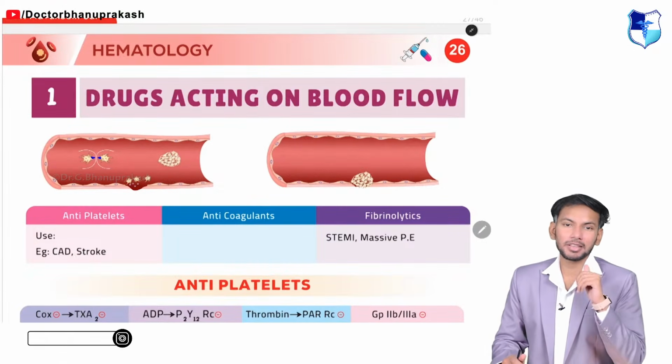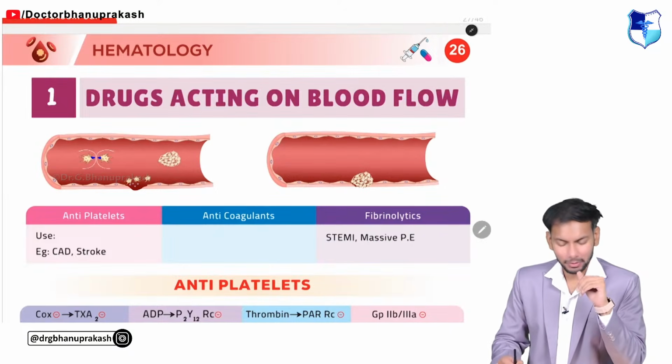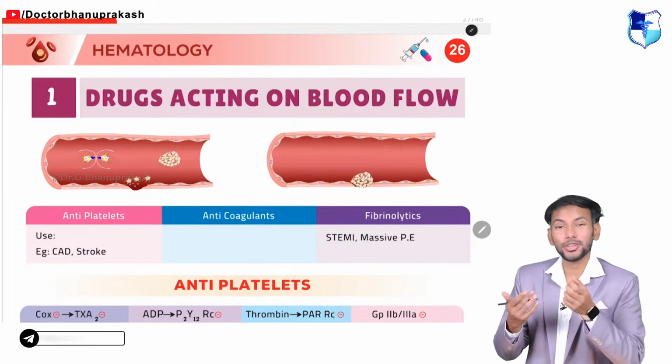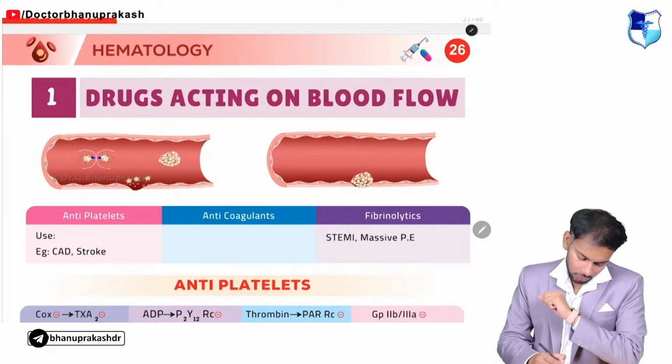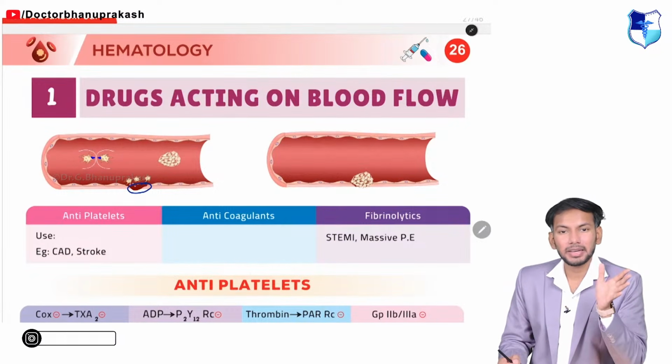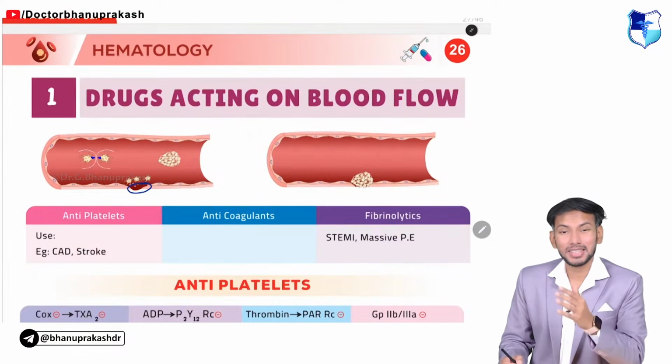Now we are going to start with hematology. The first chapter in hematology is the drugs acting on the blood flow. Now, as you know, if there is any injury to the blood vessel, what will happen? The platelets will come and try to form a clot or a thrombus. Let us see how this is happening.